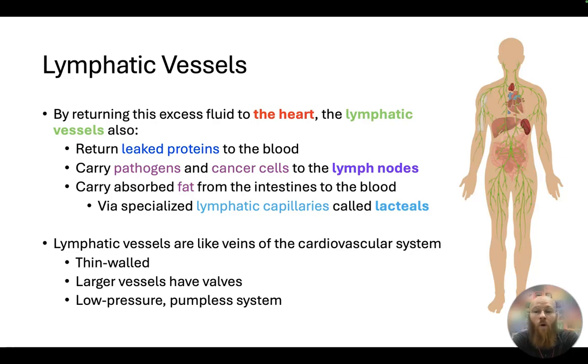And the lymphatic vessels, it's important to understand in terms of their structure, they're kind of like veins, right? They have really thin walls. Larger vessels will have valves to create that one-way system. And they still operate under low pressure, and they're pumpless, right? So this means that a lot of the things that physiologically the veins have to rely on, like the skeletal muscular pump or that thoracic pump from breathing and diaphragmatic pressure, it's going to rely on the same things in order to milk that fluid in one direction towards the heart, especially against gravity if it's coming from the lower body.